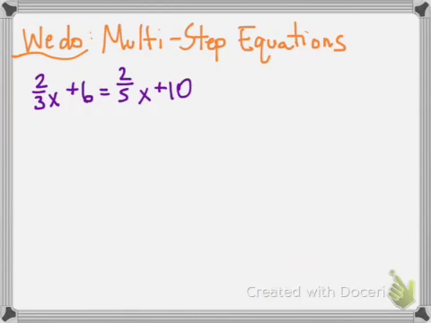So now let's do an example of a multi-step equation with fractions. So here I have 2/3 x plus 6 is equal to 2/5 x plus 10. So again, with multi-step equations, I want to distribute if necessary. Here I don't have to because I don't see parentheses. And then I want to get all my variable terms on one side, my constants on the other side. So I'm going to start by subtracting 2/5 x from both sides.